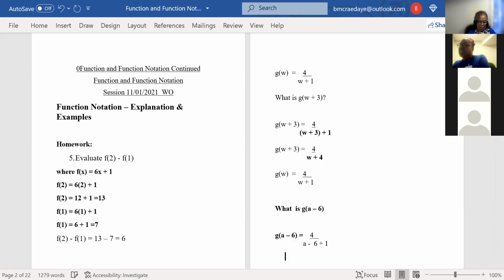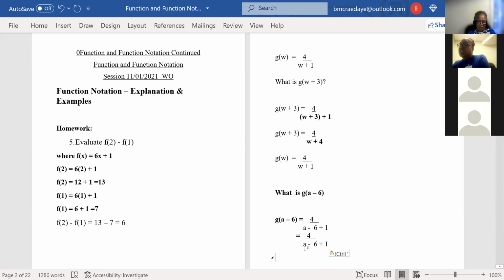So let's just put that here. So that would be 4. Combine the minus 6 plus 1 and you get a minus 5. So this will be minus 5. That's the answer.